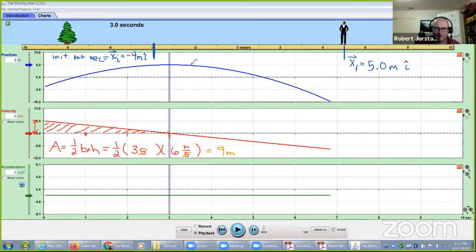Now notice delta X is 9. Do you see that? X is not 9. Delta X vector. The change in position is 9 meters I hat. So we see that it's not the initial position. It's not the final position. In this particular case, you could say, isn't that the distance traveled? It is. However, I'm going to show you the next stage here.